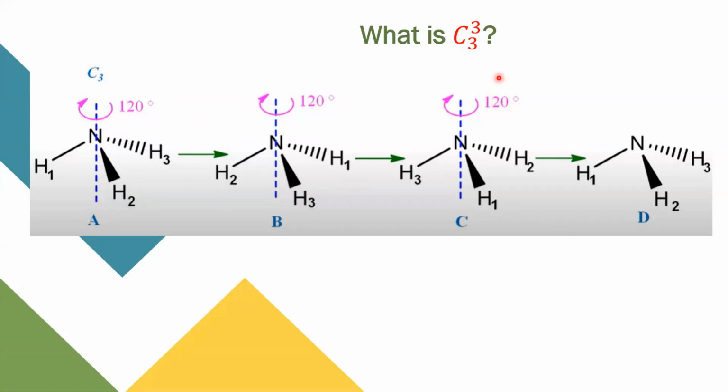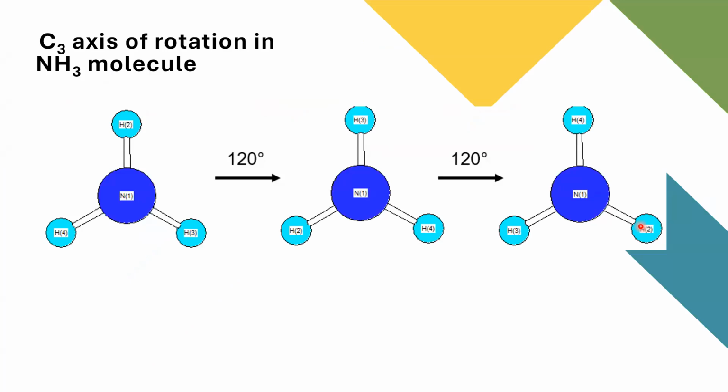Okay? So C3 thrice means you get an identical molecule. So A, B and C are all equivalent configurations. A and D are identical configurations, right? So when you do C3 3 times, you get the identical molecule. C2 2 also gives you the identical molecule. So do you see any relationship there? Order and number of rotations.